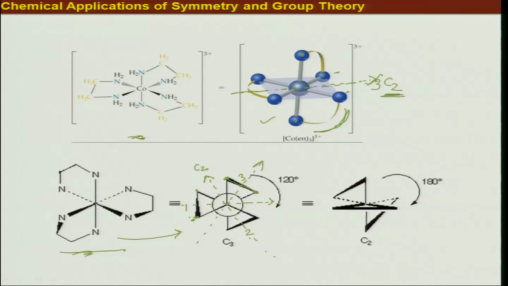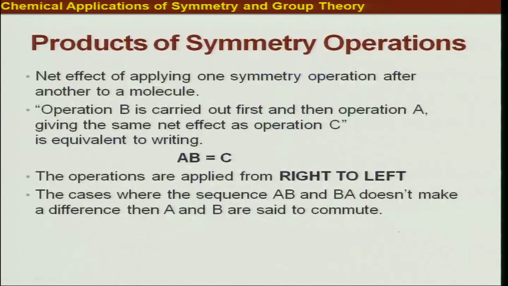So, what is my answer? What is the point group? The point group is D3. One C3 as principal axis of symmetry, 3 C2s perpendicular to it, and no sigma planes. So, my point group is D3. Okay. So, you can try with various other complex molecules, try to find out the point groups. I request you to practice as much as you can.